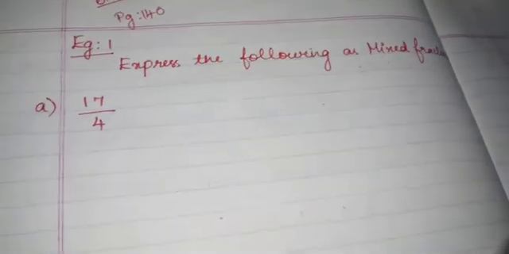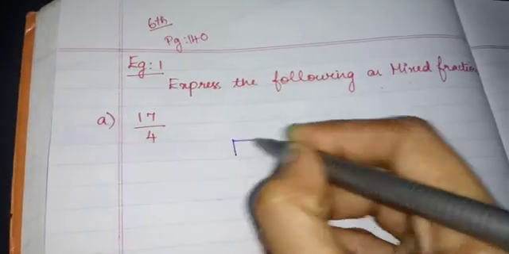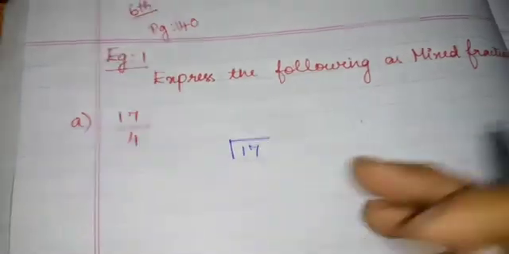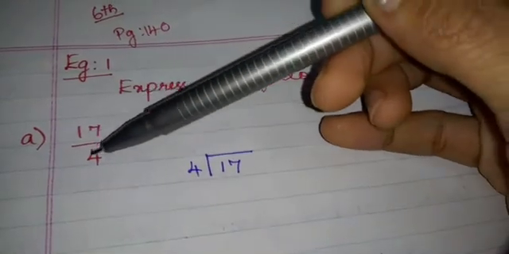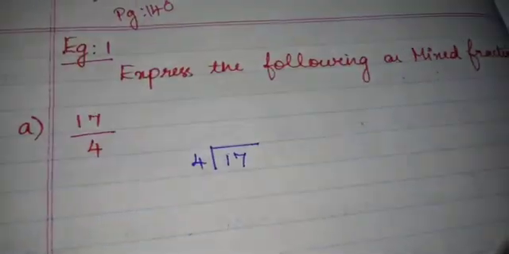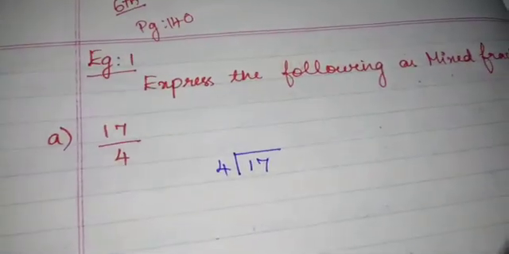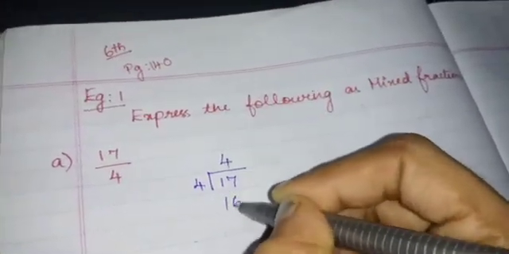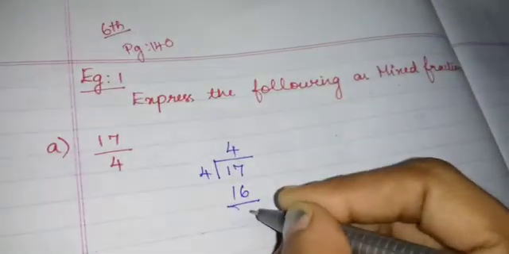Okay, 17 by 4. What you have to do is just divide this. The numerator value 17 should be inside and the denominator should be outside. Listen children, you don't put this 4 inside and 17 outside. Always the numerator should be inside and the denominator should be outside. Then 4 4s are 16, right? Division, as usual. 4 4s are 16, remainder 1.